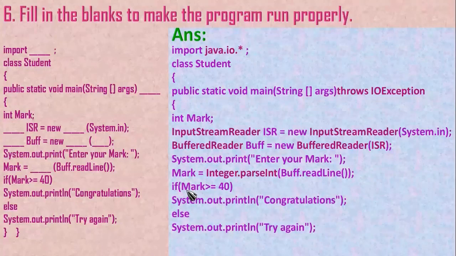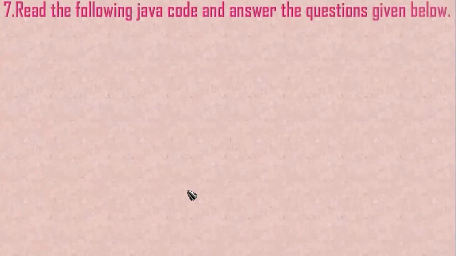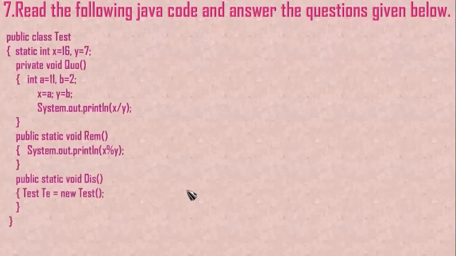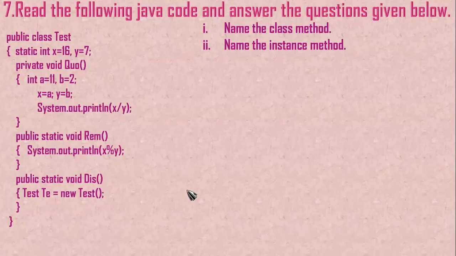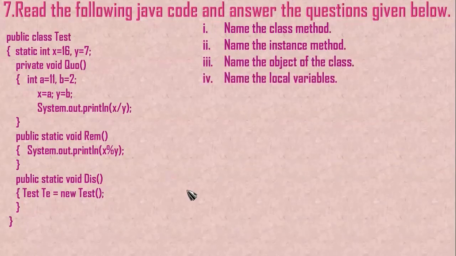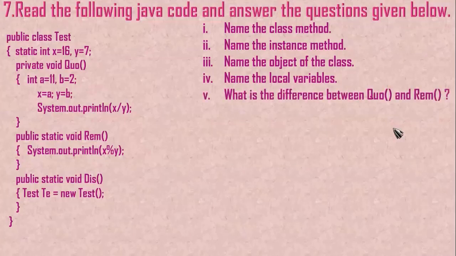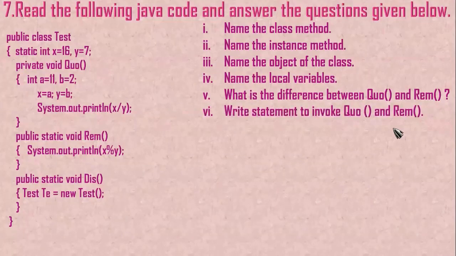Next question. Read the following Java code and answer the questions given below. Name the class method, name the instance method, name the object of the class, name the local variables. What is the difference between QUO of and REM of? Write statement to invoke QUO of and REM of.